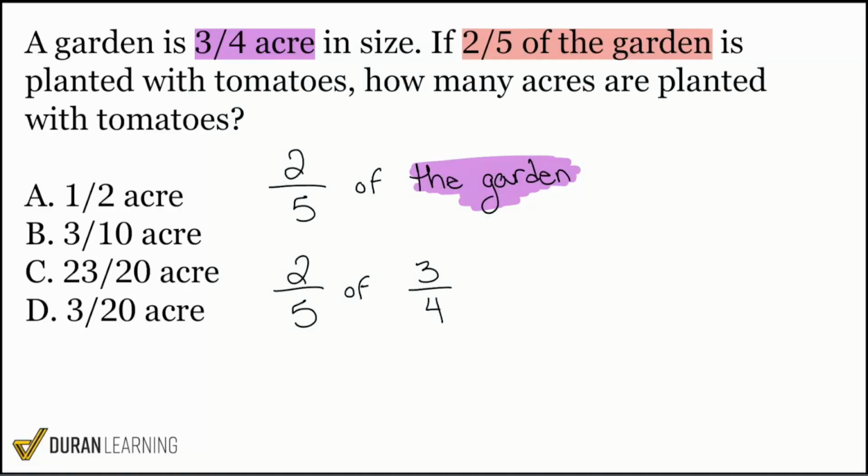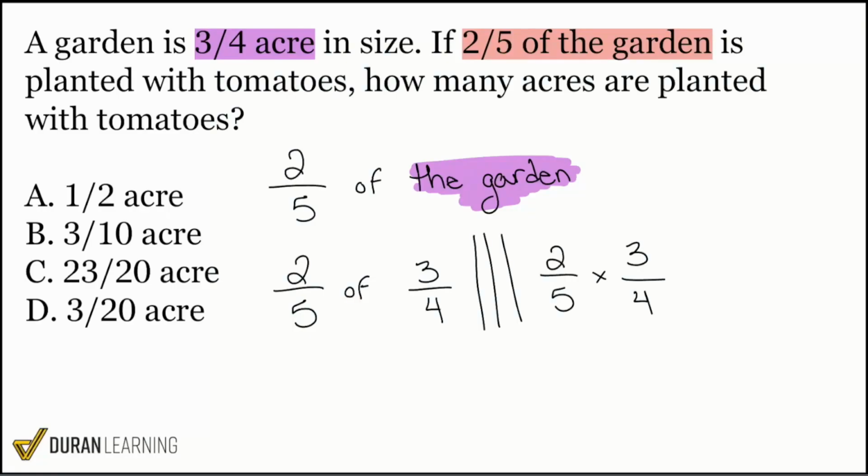My party people, one tiny little question. What does the word of, not out of, what does the word of mean in mathematics? Multiplication. Absolutely. So this becomes 2/5 multiplied by 3/4. That's what this turns into. This is a multiplication problem.